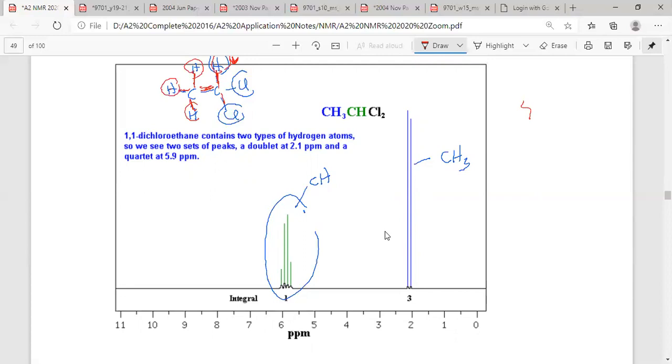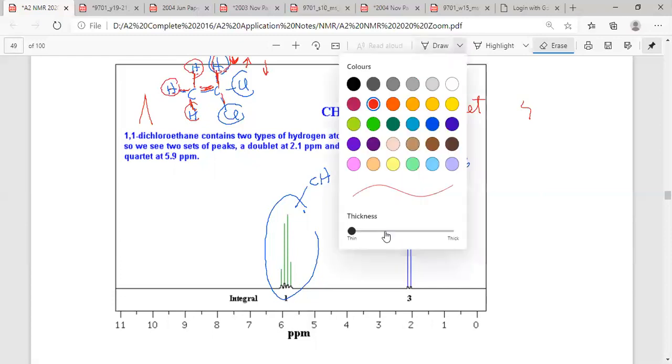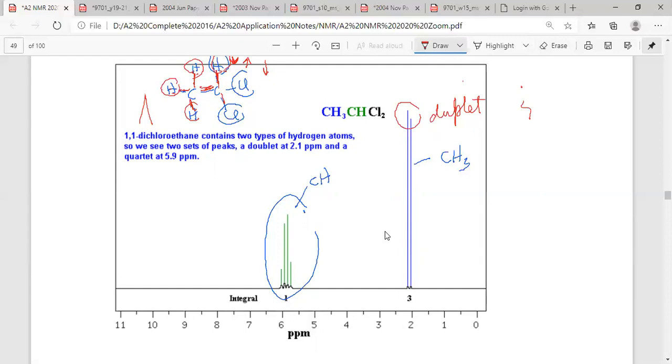Now this hydrogen here can spin up or down, isn't it? That means it will split this one peak into how many peaks? 2 peaks. A doublet. D-O-U-B-L-E-T. That's how to spell doublet. My handwriting is terrible. Anyway, doublet, 2. I draw in red. Now this hydrogen here, these 3 will be its adjacent neighbors.